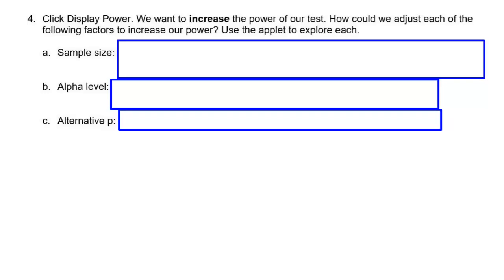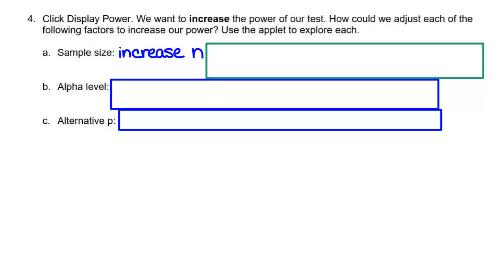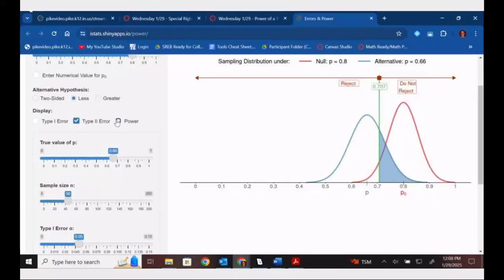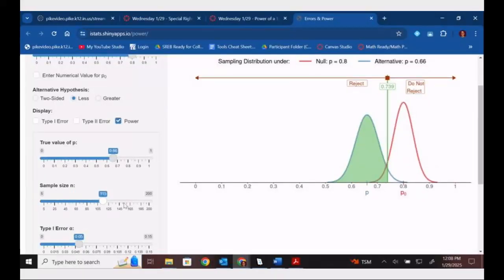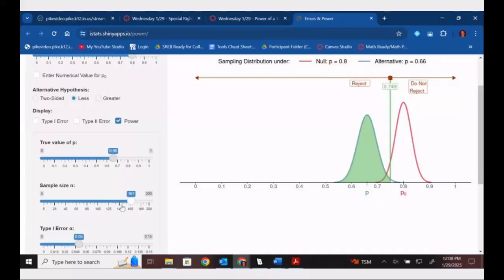How would you change N to increase the power? Increase N, yes. Increase N. Let's go look at the picture. So I'm going to turn off my type 2 error. I just want to look at my power and my rejection region. If we take N up, what does it do to both of my curves?